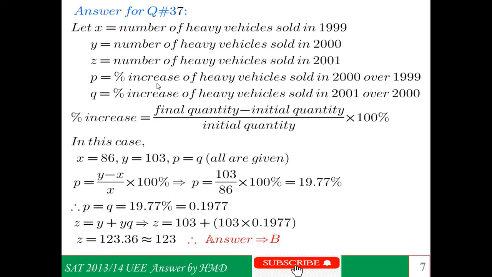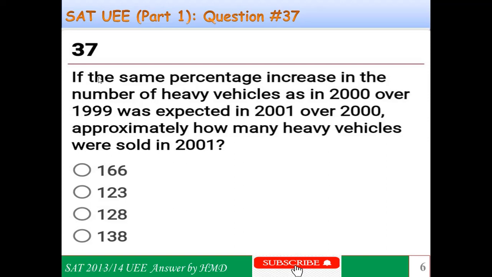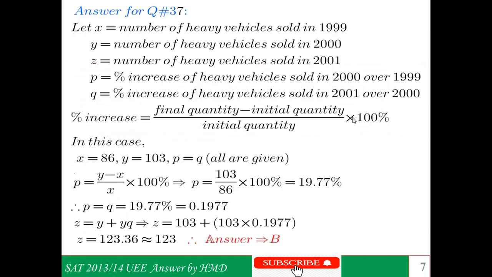And P be the percentage increase of heavy vehicles sold in 2000 over 1999, and Q be the percentage increase of heavy vehicles sold in 2001 over 2000. Could you examine what the relationship between P and Q is right now? Because the question says, if the same percentage increase in the number of heavy vehicles as in 2000 over 1999 were expected in 2001 over 2000. So now P and Q are equal.